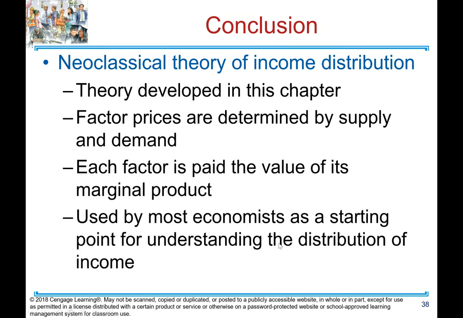In conclusion, let's remember the neoclassical theory of income distribution, the theory developed in this chapter. Factor prices are determined by supply and demand. Each factor is paid the value of its marginal product. This is used by most economists as a starting point for understanding the distribution of income.